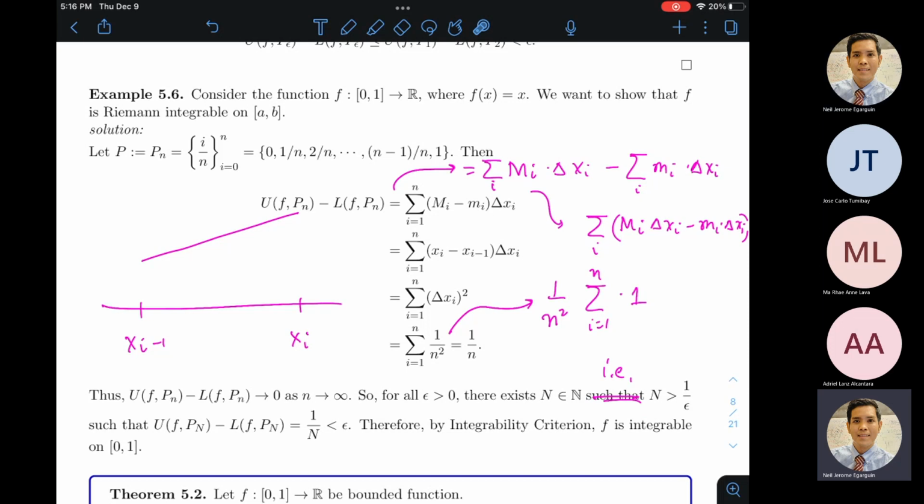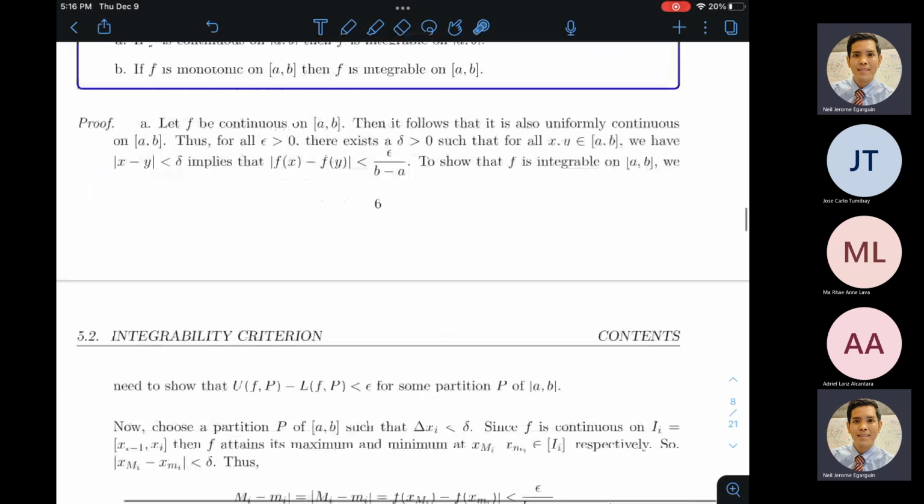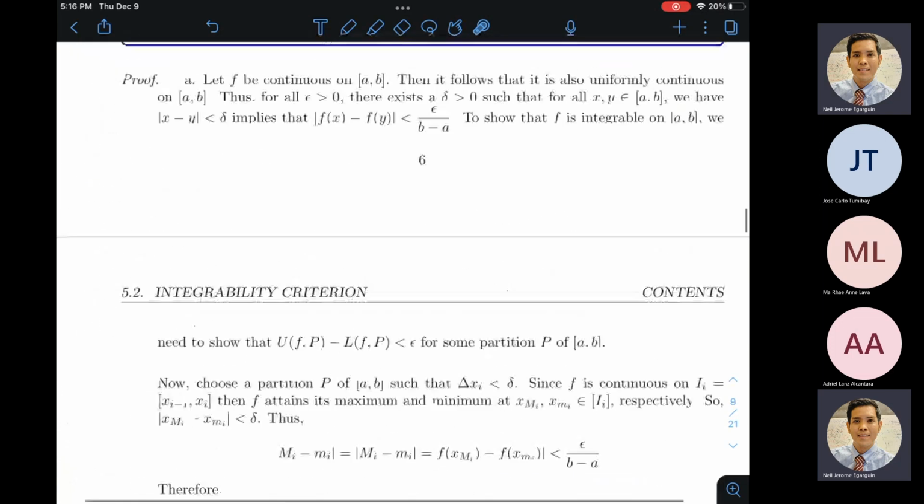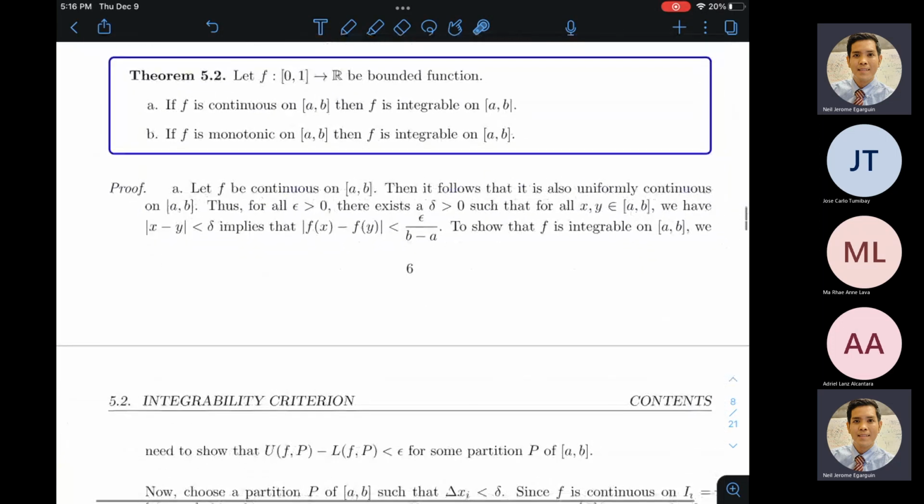All right. Now let me see if I'll have enough time to talk about theorem 5.2. And yeah, I think so. If not, I'll borrow probably 5 more minutes if hindi ko siya matapos on time.